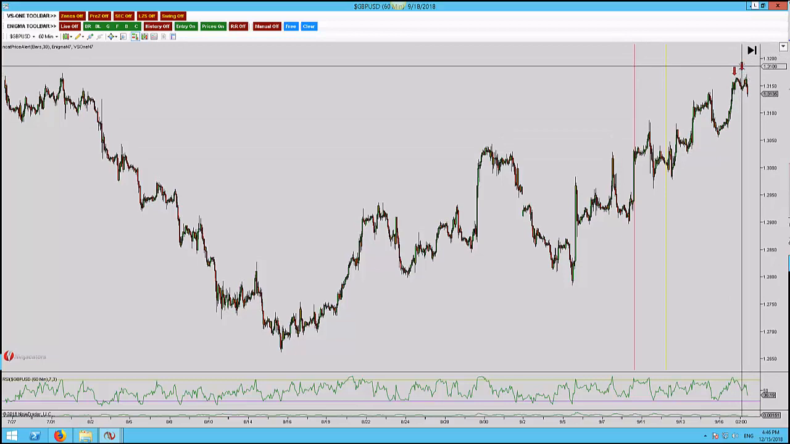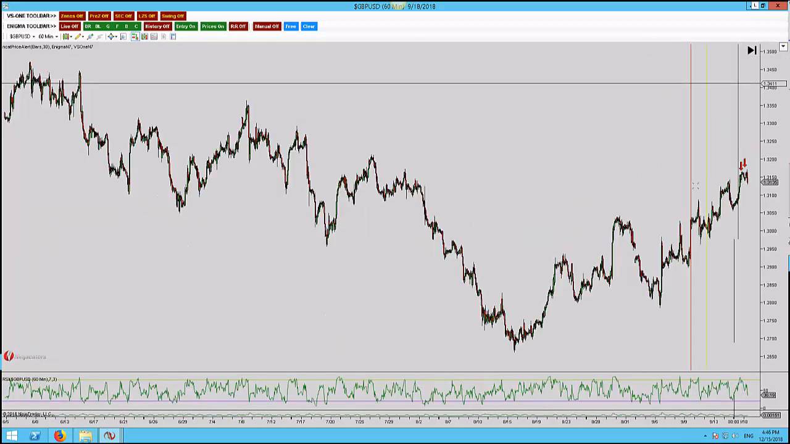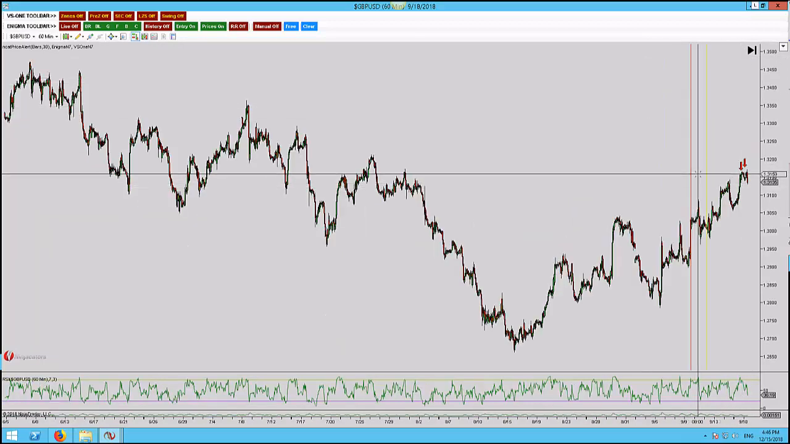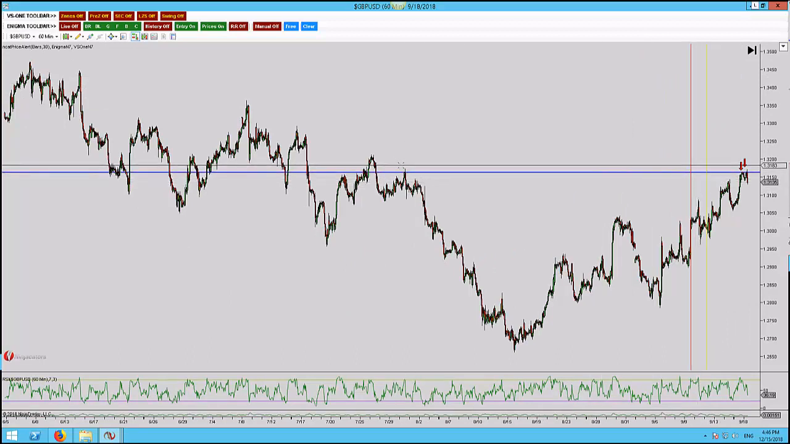What time are we on? 31 minutes. Okay, 5 trades. Not bad. Where's that double top occurred? Happened right here.